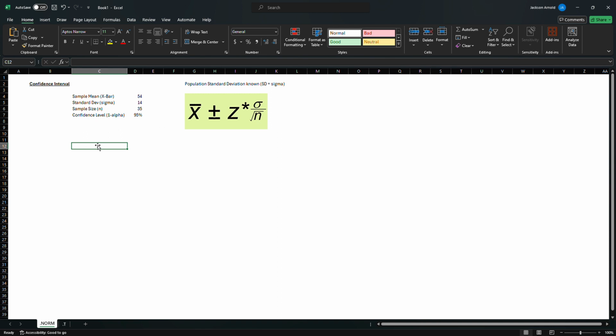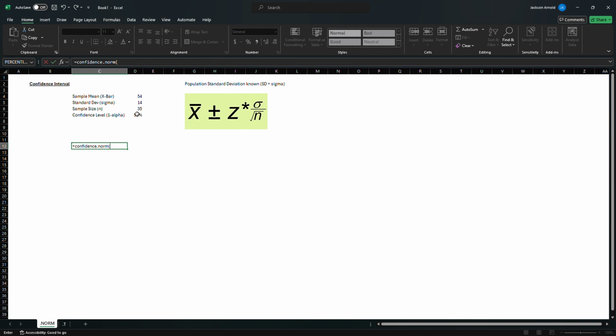And so the first thing we're going to want to do is find the margin of error, which is the z-score times sigma divided by root n. And there's a really easy way we can do that when we know sigma, which is equals CONFIDENCE.NORM. And this is used when you know the population standard deviation, or sigma.